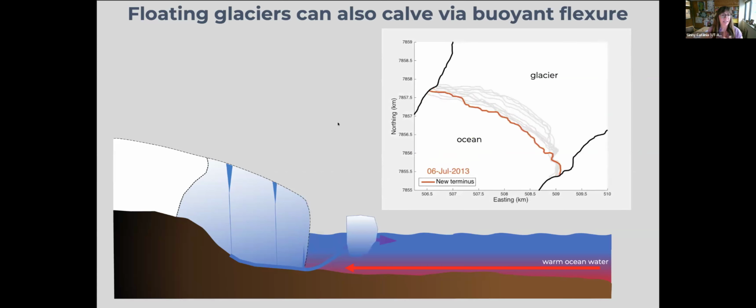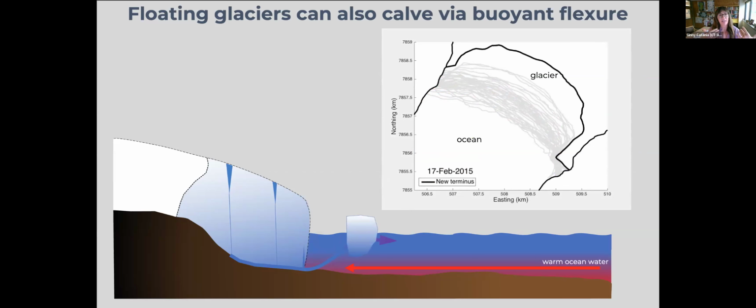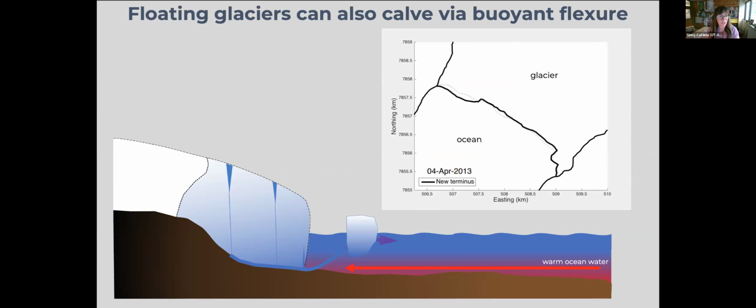For this style of calving, it's slightly different. These tend to be deeper glaciers. We don't see the sediment plumes as visibly, and they tend to have a calving style that allows glaciers to take these large steps backwards in time across the entire width of the glacier.